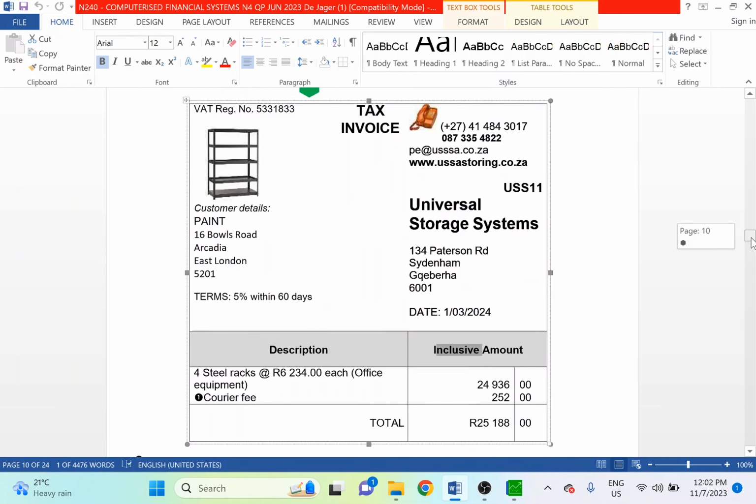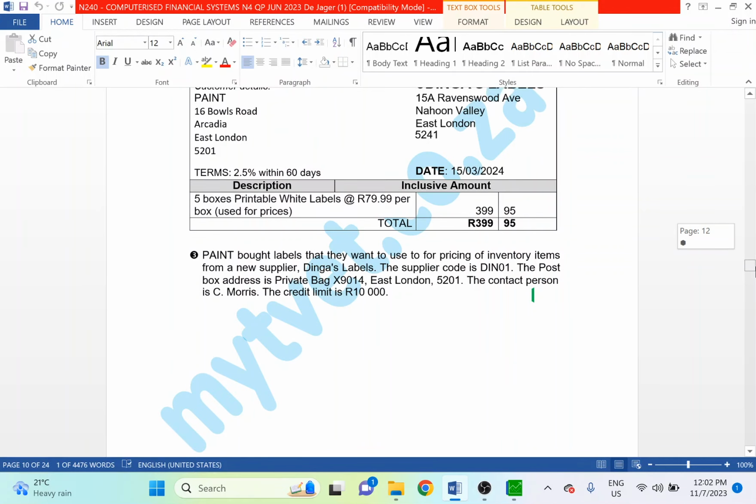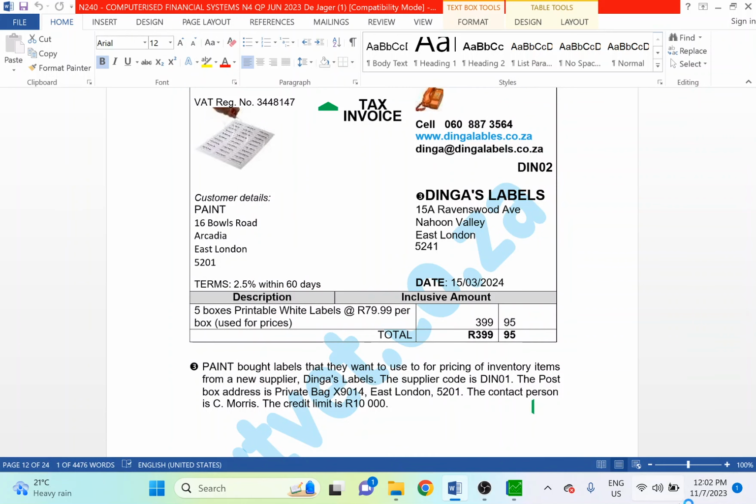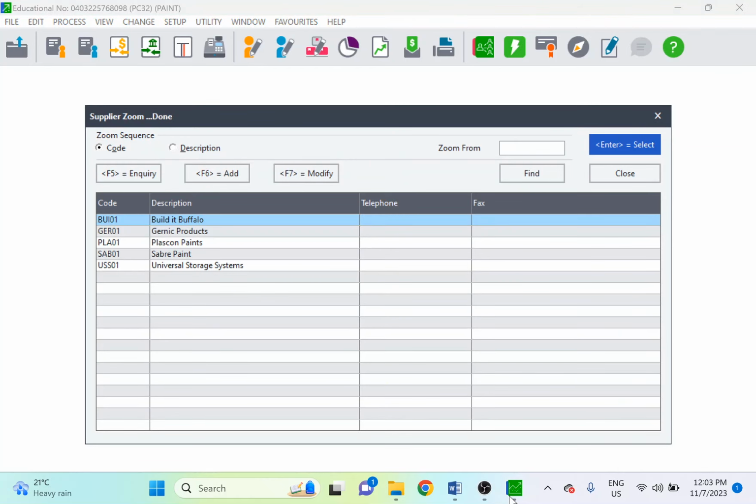Now we move to the second non-stock invoice. We said the second non-stock invoice, it's from Dinga labels, 5-box printable white labels. So still on the same journal. Remember, all non-stock invoices, they are recorded in the same journal. Do not change the journal. So period, it's still period 1. Now, Dinga under date, it's the 15th. Under GCS, we're dealing with suppliers. It's S.